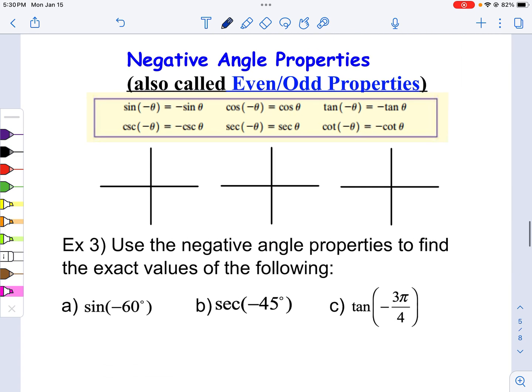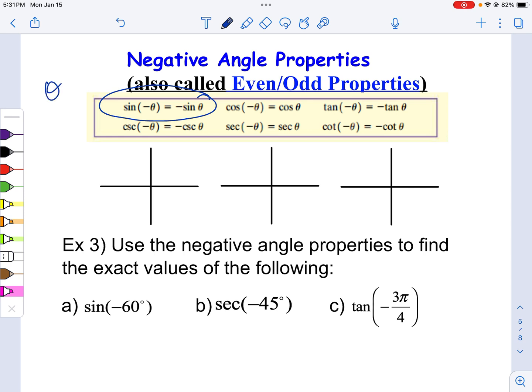All right, another thing we're going to talk about is some more properties, which are called the negative angle properties. They're also sometimes referred to as the even-odd properties, and that has to do with even and odd functions like we studied in chapter 1. All right, so let's take a look at the first property. The first property says sine of negative theta is the opposite of sine of positive theta.